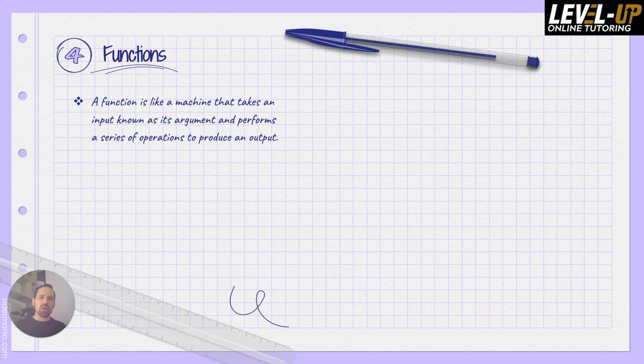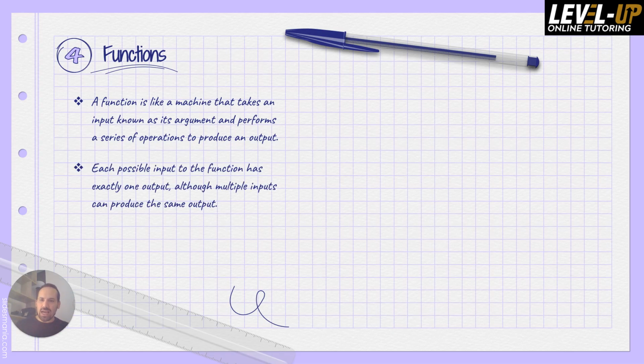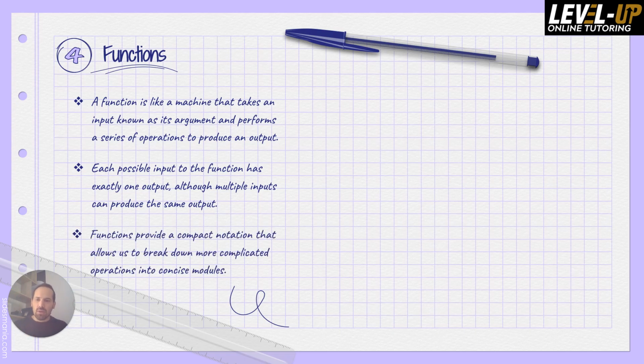It's kind of a strange word. There's a historical reason for that you might want to look up. The argument is basically the input into this function, and then that function does a series of operations to produce an output. Each possible input to the function has exactly one output, although multiple inputs can produce the same output. So that's an important thing with a function. One input produces one output, but it doesn't necessarily go the other way around.